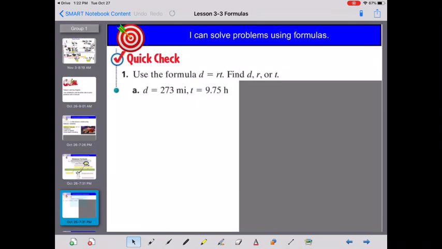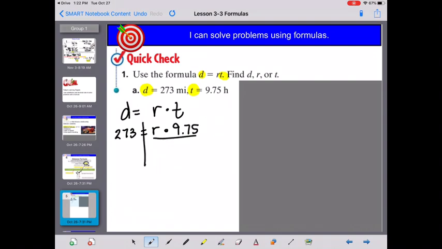In the first problem, we are asked to find, using the formula D equals R times T, either D, R, or T, whichever piece of information is missing. In this case, I see that D and T are given. So I'll have a number here and a number here to plug in. The R is missing. So for D equals R times T, I write 273 equals R times 9.75. So I divide both sides by 9.75.